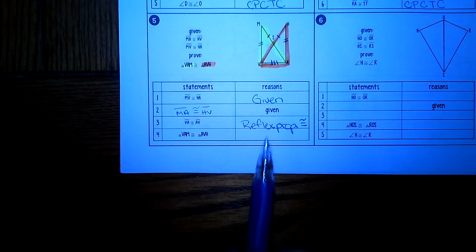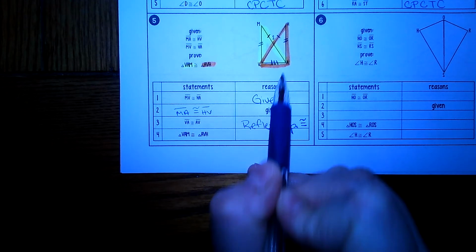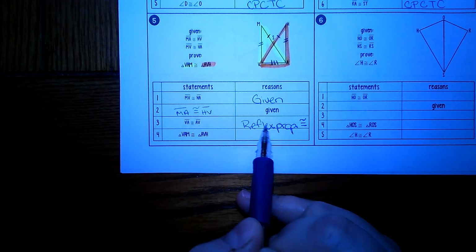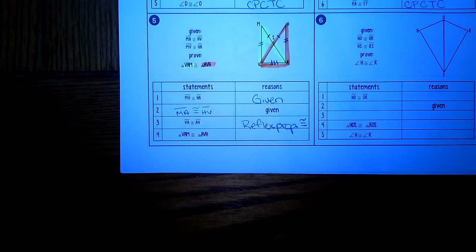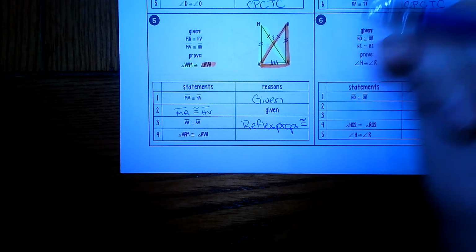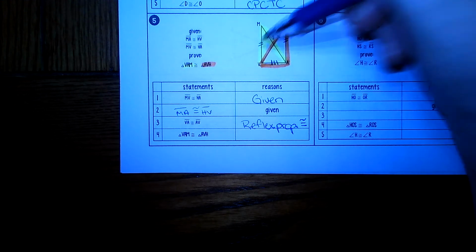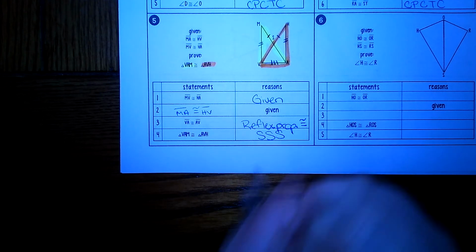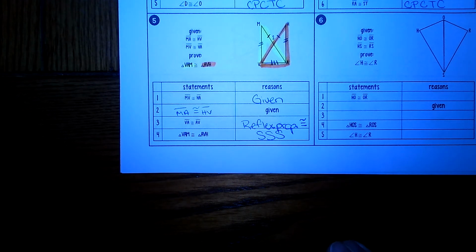Well, look, right here is that overlapping side, VA and AV. That's the overlap. That's the reflexive part. It's a shared side. It's part of both triangles. So we have, in the yellow triangle, 3 sides congruent. In the orange triangle, 3 sides congruent. These 2 triangles are congruent by SSS.